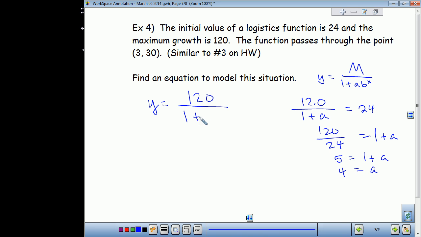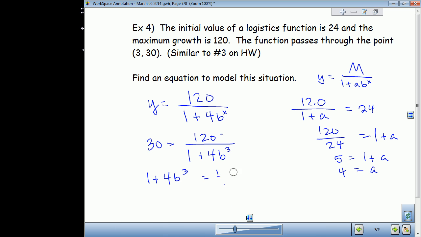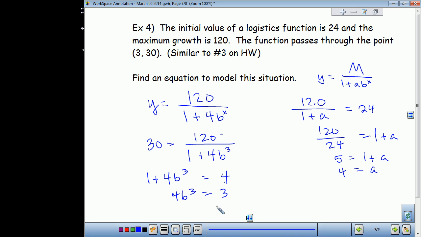Alright, so now we have 1 plus 4 b to the x. But this time it's not 1 something, it's 3 something. So when we plug in the 30 now, we have a b cubed. Okay, so we're going to solve this. So we get 1 plus 4b cubed. So I'm multiplying that on both sides. And I'm going to go ahead and divide the 120 by the 30. So what's 120 divided by 30? 4. Okay, so I'm going to move the 1 over. Divide by the 4.